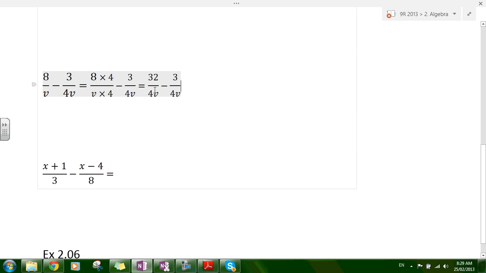And so now we've got the denominators the same. This is very simple. 32 minus 3 is 29. And so our solution is 29 over 4v. That's what we end up with. 29 over 4v.